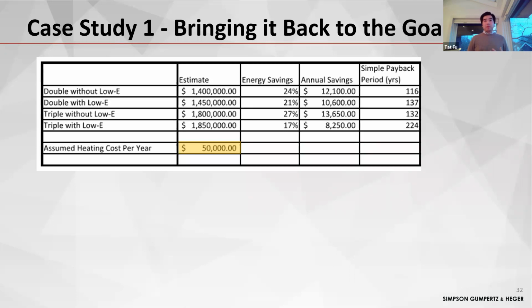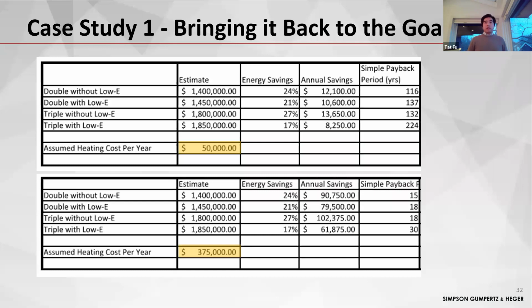So with the energy saving from 24% to 70%, it translates into about 8,000 to 12,000 annual saving. And if you factor in the 1.4 million, it's going to take them 100 to 200 years for the payback period. So next please.